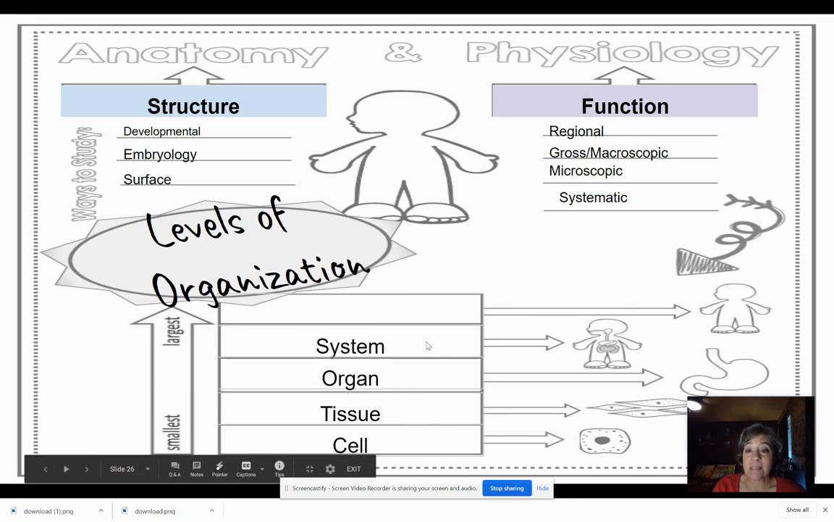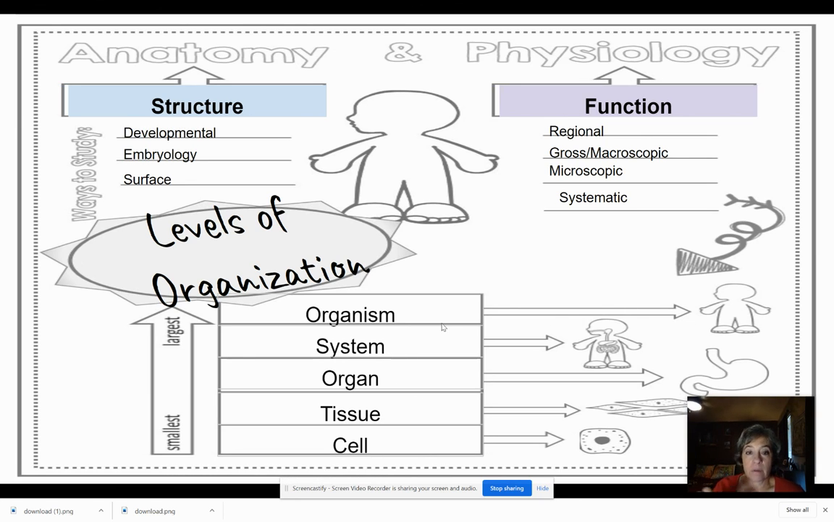Then finally, the highest level, when you have all of the systems working together, then you have the actual organism, which is human beings or aliens if you're in Star Trek. Had to put that in there because you'll be meeting some soon.